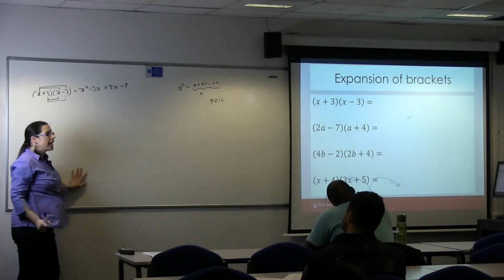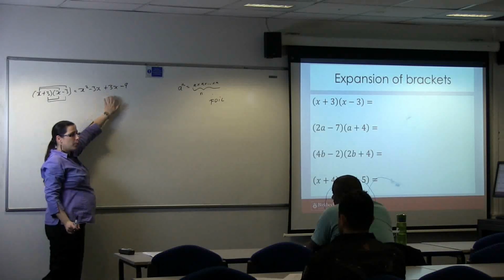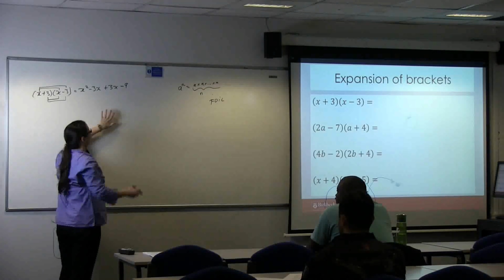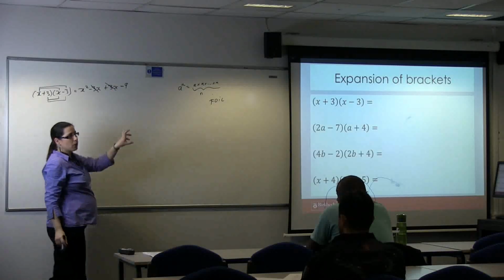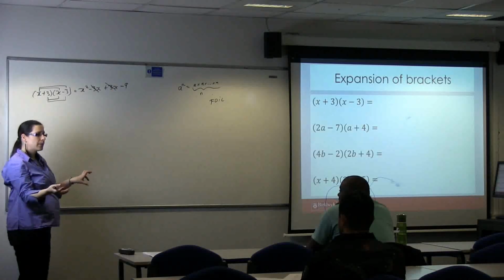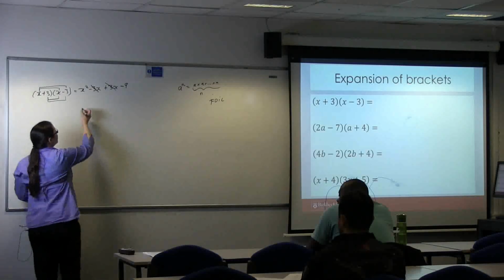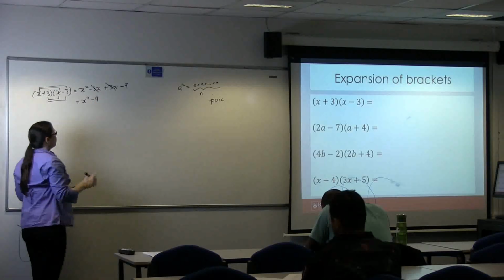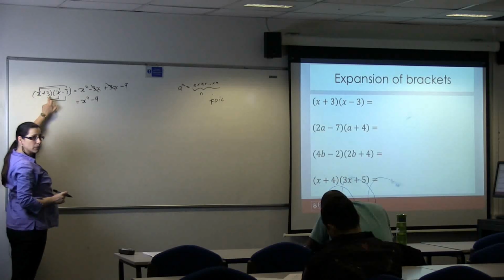Now, what can you see here? Negative 3x, positive 3x. What is that going to come down to? 0. They cancel each other out. Positive of the same thing and negative of the same thing always gives you 0. So what I actually ended up with is x squared minus 9. But hold on. That is the square of the first minus the square of the second.